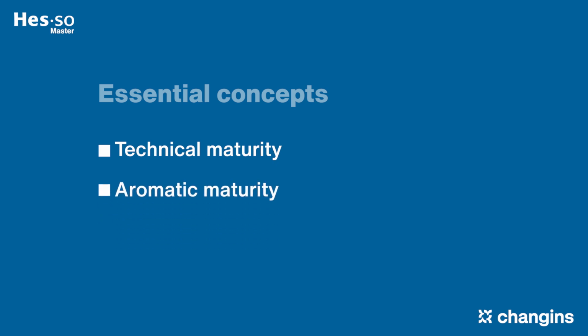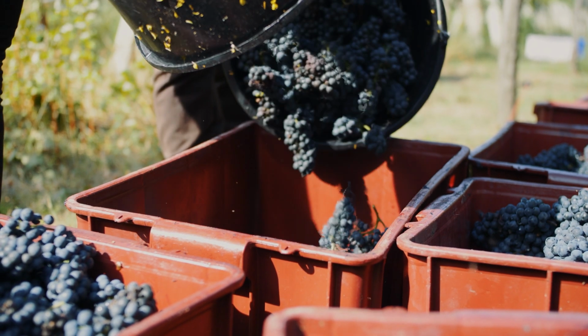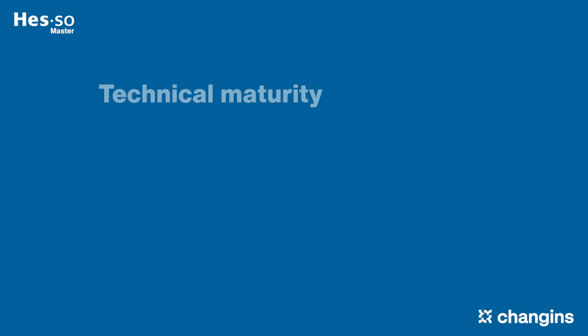In this video, we'll explore three essential concepts: technical maturity, aromatic maturity, and phenolic maturity. Understanding these three dimensions is fundamental for making informed decisions, both in viticulture and winemaking. So, let's begin by looking at these three complementary types of maturity. The first one is technical maturity.